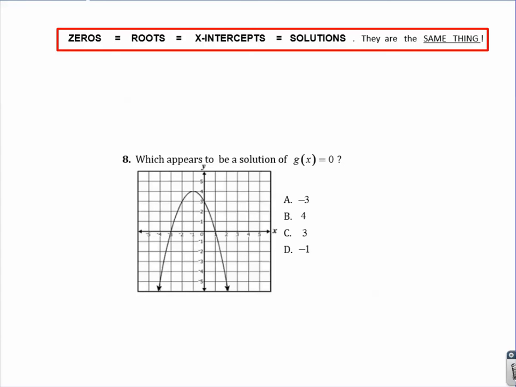Lastly, what appears to be a solution of g of x equals 0? Remember, solution is one of our 4 terms. Zeros, roots, x-intercepts, and solutions all represent the same thing. So if I am given a graph, I am looking for the x-intercepts. Our x-intercepts are where our graph crosses our x-axis. So right here and right here. That is at x equals -3 and at x equals 1.